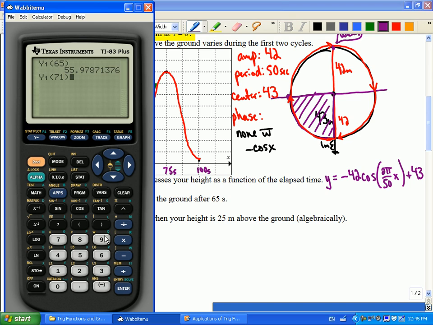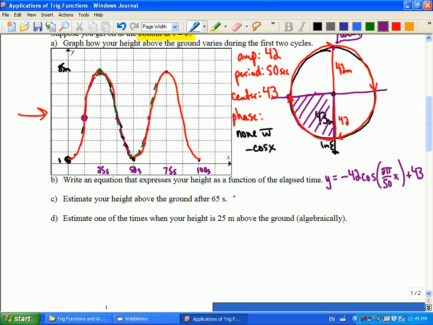At 71, you would be 79 feet, or sorry, meters, I guess. 79 meters above the ground, 79.8. All right. So our original, we were asking about 65 seconds, so it'll be 55.9, we'll call it 56. 56 meters is what it rounds to.